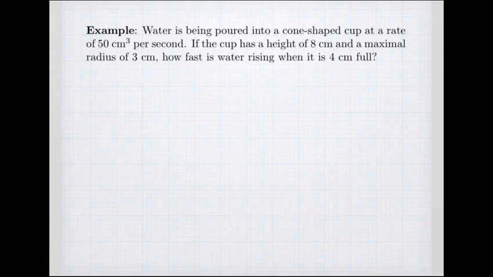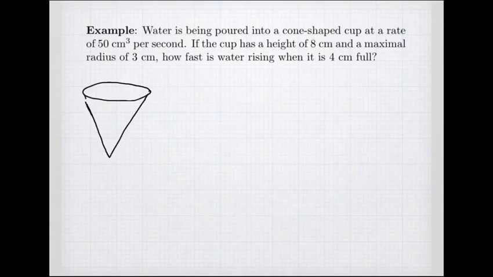This is a related rates problem about water being poured in a cone. So let's start by drawing a picture. We have a cone. And our cone, we know some basic information about it. The height of the cone is 8 centimeters. And we know that the radius of the cone is 3 centimeters.